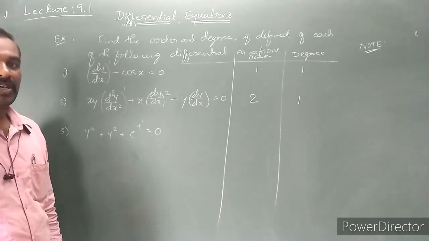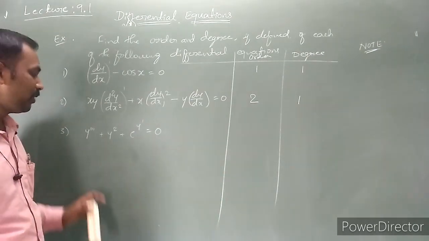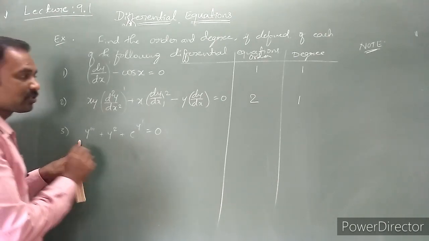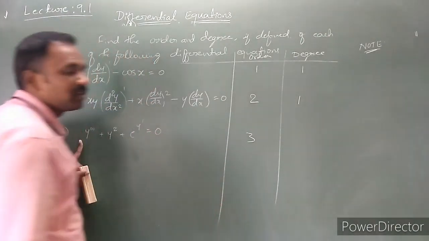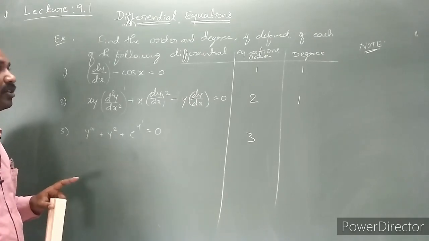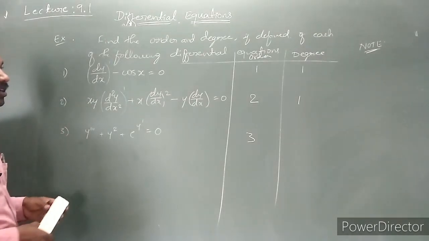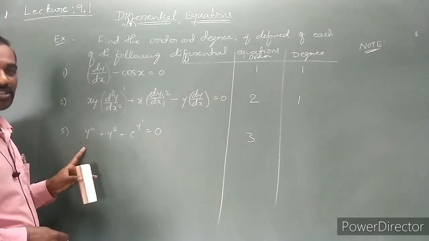What is the order? Highest order. Maximum how many times they are differentiated? Maximum 3 times they are differentiated. So the order is 3. Next, what is the degree?